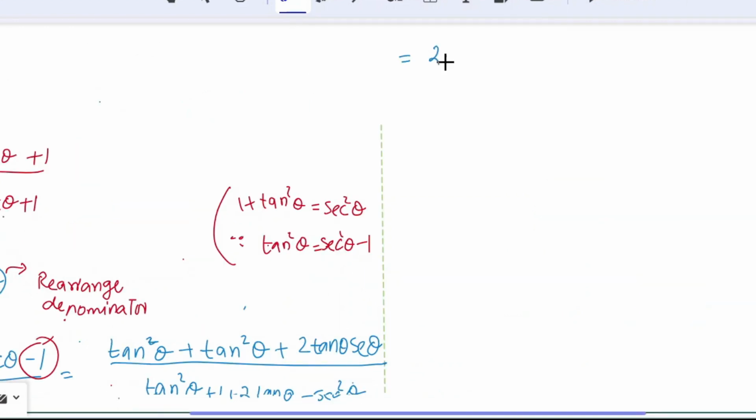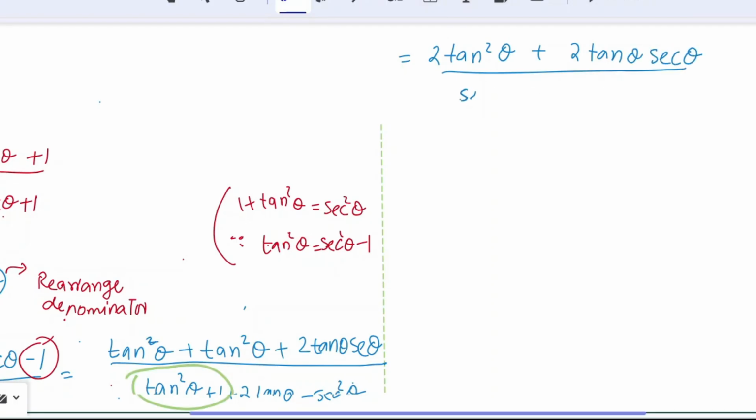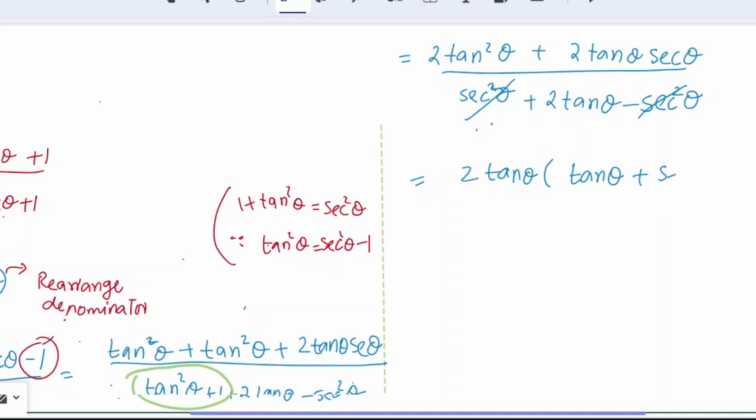So in the numerator, we combine the square: 2 tan square plus 2 tan theta secant theta. And what about the denominator? In the denominator, you have tan square theta plus 1, which is actually equal to secant square theta, and minus secant square theta, and the remaining term as it is. So positive and negative will be cancelled out. By taking the common factor in the numerator, you have 2 tan theta times tan theta plus secant theta, and the denominator is 2 tan theta. Same terms will be cancelled out, and you are left with only tan theta plus secant theta, which is the right hand side.